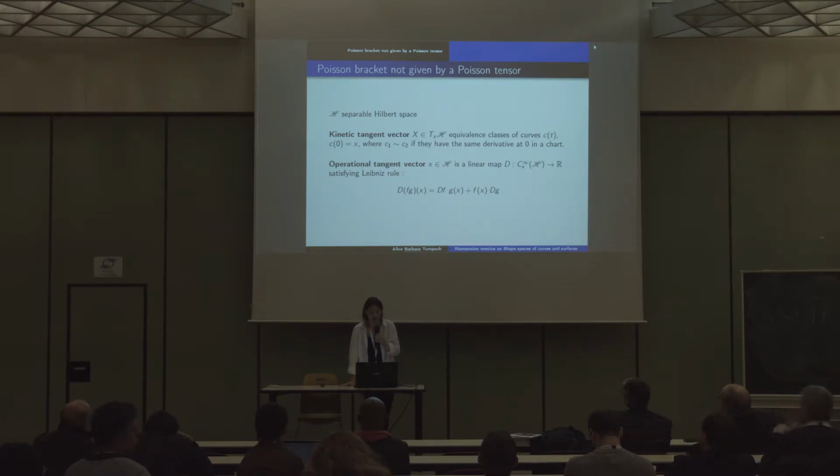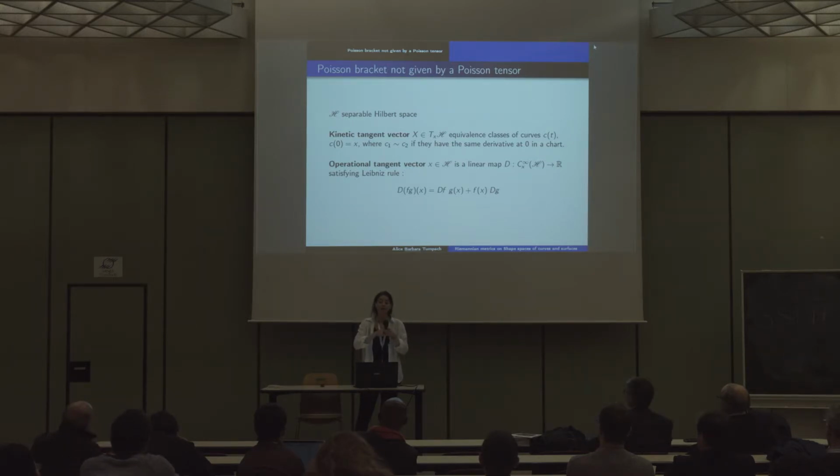A kinematic tangent vector to your Hilbert space is just an equivalence class of curves. So you just think of kinematic tangent vectors as velocities. You have a curve on your manifold, and if you look at it in a chart, well, here it's a Hilbert space, so it's really easy, but usually you look at it in a chart and you identify two curves that have the same velocity at this point.